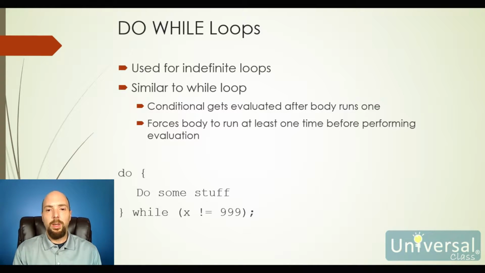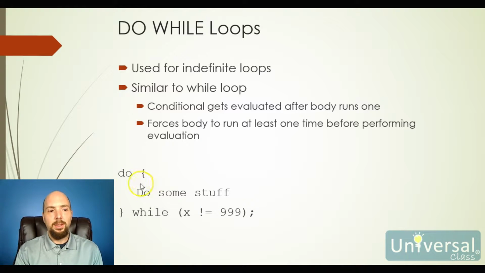Now a do-while loop and a while loop both function exactly the same, except for one small difference. The one small difference is that the do loop is going to cause the body of the loop to run at least one time. So let's say I know for a fact I need the loop to run one time. I'm going to let the loop run, do the one thing, and then we'll evaluate.